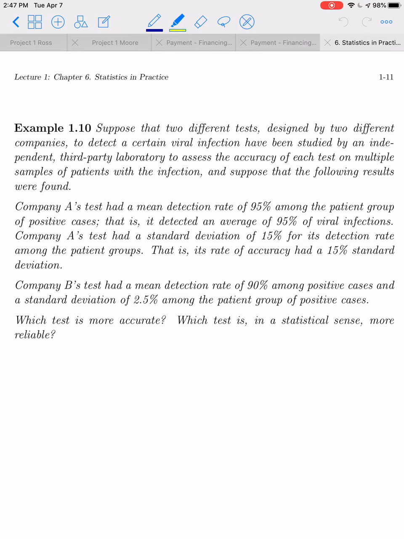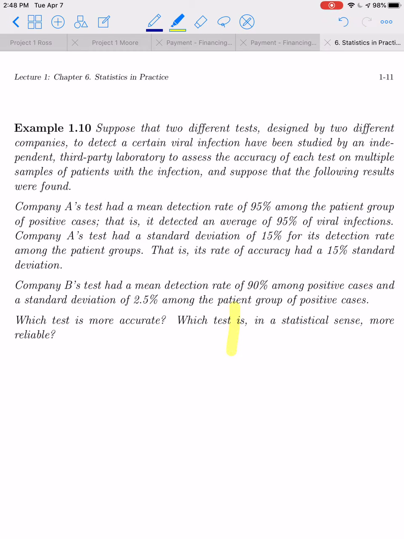So our first paragraph through here, we read that suppose that 2 different tests designed by 2 different companies to detect a certain viral infection have been studied by an independent third-party laboratory to assess the accuracy of each test on multiple samples of patients with the infection, and suppose that the following results were found. Okay, so we have 2 different tests that we want to use to detect a viral infection, and then we've got a laboratory that's assessing these 2 different companies' tests for this infection.